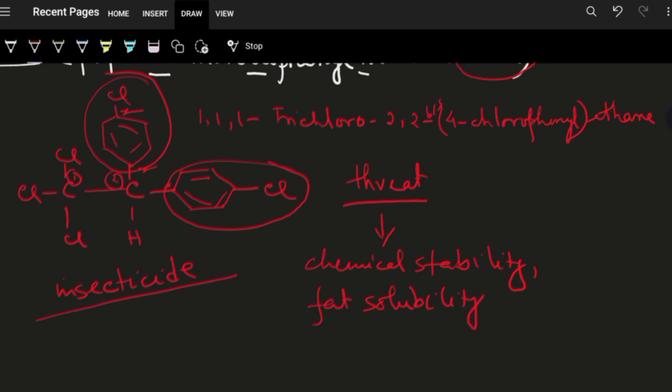On account of this, what happens? They are not metabolized by the animals if they take it, especially the aquatic species. In case they consume DDT, then what will happen? And how can they get it from the water bodies? By the contamination. So since DDT is chemically stable, it will not get metabolized easily. And due to its fat solubility, it can easily enter the animal bodies. Okay, so this is why DDT is banned.